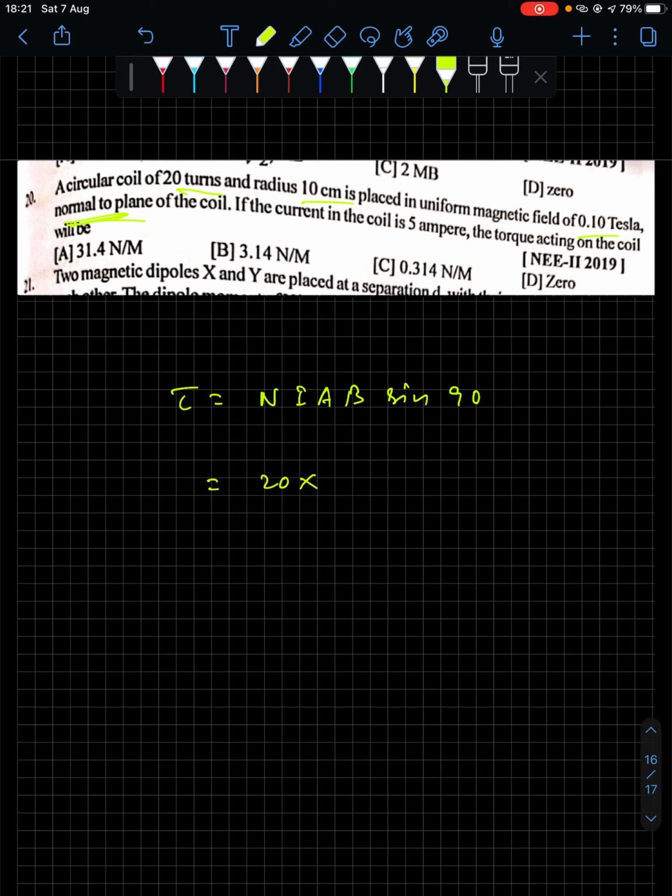So number of turns is 20. Current value is 5 ampere. This is a circular coil, so area is pi r square. So pi, what is the radius? 10 centimeter, that means 0.1 meter in SI, squared. And what is the field value? B value is 0.10. So you can perform the calculation. Your answer will be 0.314. Option number C.